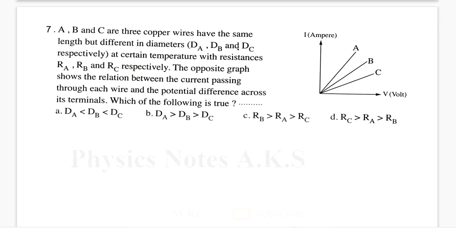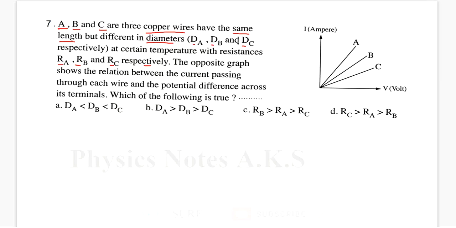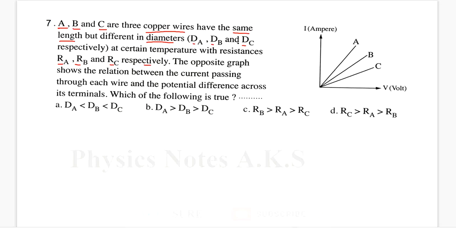The question says A, B and C are three copper wires that have the same length but different diameters. I have diameter of A, diameter of B, diameter of C respectively, at a certain temperature with the resistances RA, RB, RC respectively. The opposite graph shows the relation between the current passing through each wire and the potential difference across its terminals. Which of the following is true?